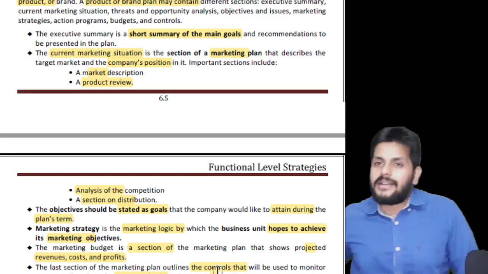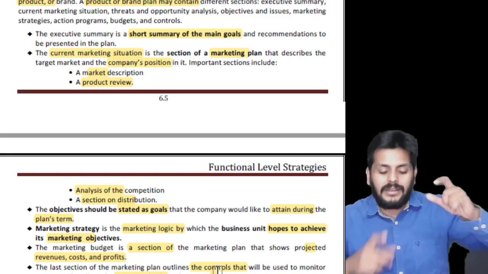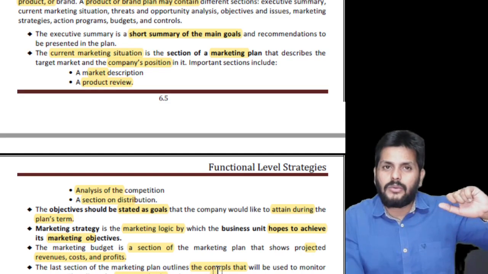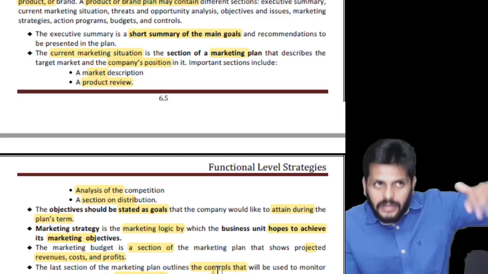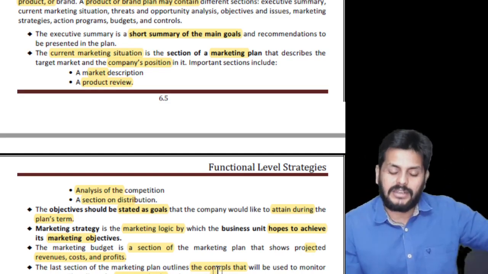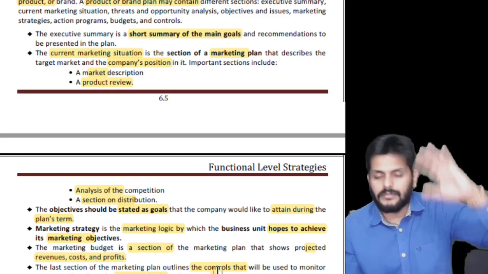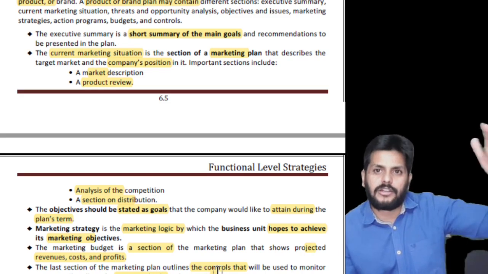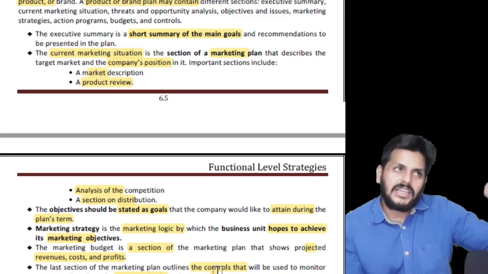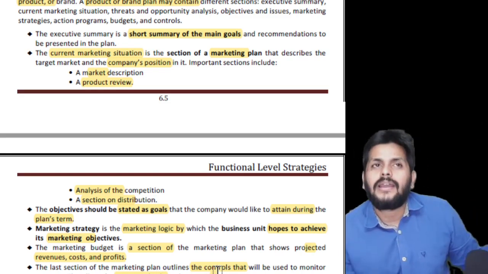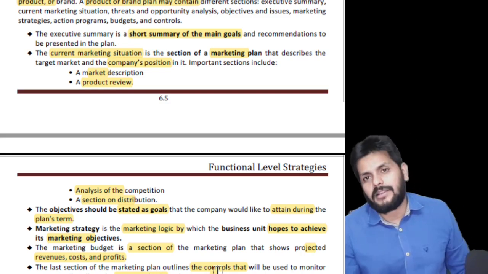You are preparing a marketing strategy summary. How will you prepare it? Executive summary, nothing but a short summary of main goals, then current situation, then what you want from the market, that is objectives and goals, then the marketing strategy on how to reach people, then how much it will cost for you to reach the budget requirements, and see if the plan is going as per what you want, and if there are some corrective actions, that will be the last point.